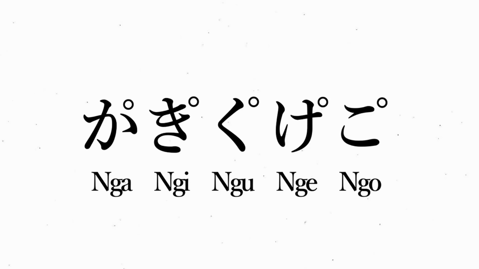The bidakuon sounds are nga, ni, ng, nge, and ngo. Now, these characters right here are only used when teaching certain dialects and accents of Japanese. They are not used in everyday writing. You will never see anyone write these. The sounds that I just read off are sometimes used in the Tokyo dialect of Japanese, also known as Tokyo-ben.